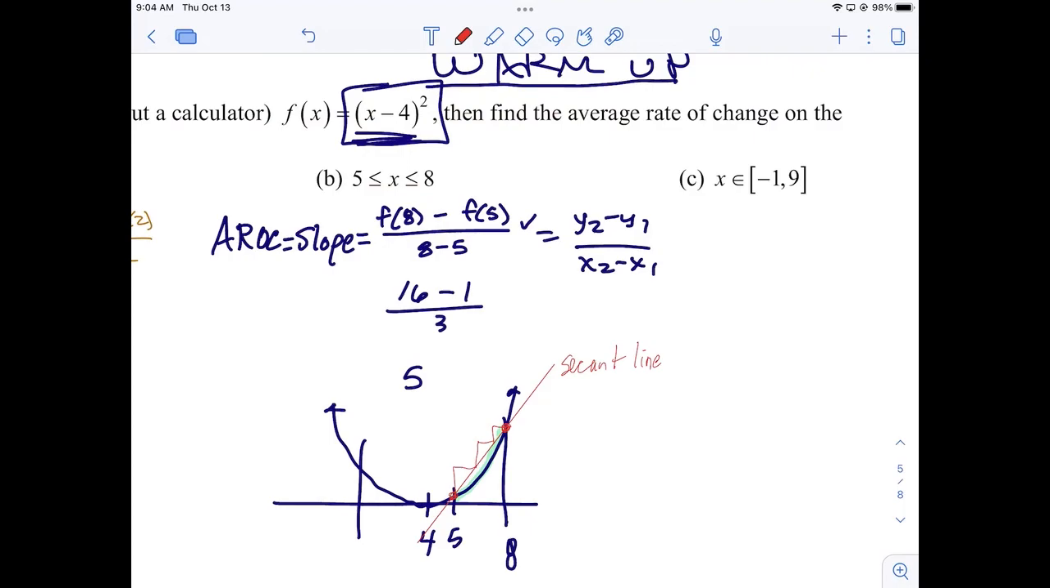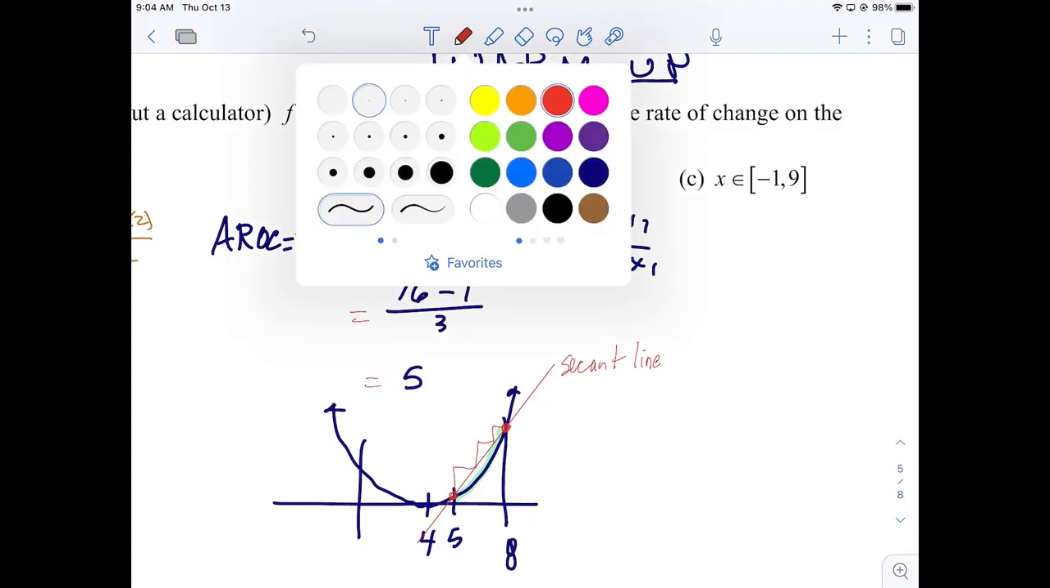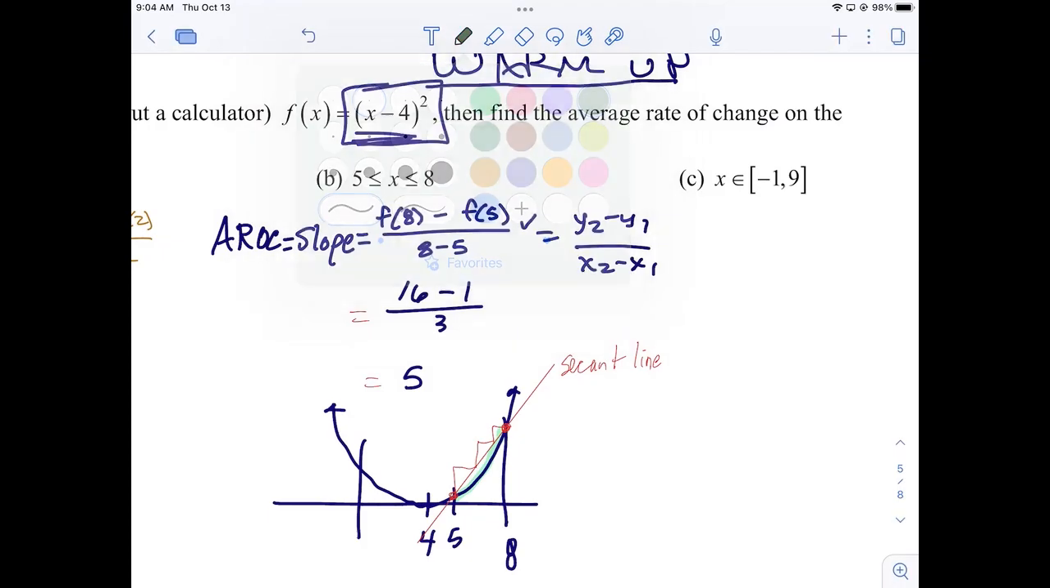Okay, so we just call that the A-ROC, and once we set up the equation, all I'm saying is notationally, we have to make sure that it stays an equation all the way through. Equals, equals. There we go. Now you're welcome to write A-ROC every time if you want. That's fine too. So the average rate of change is 5. Good. That help?